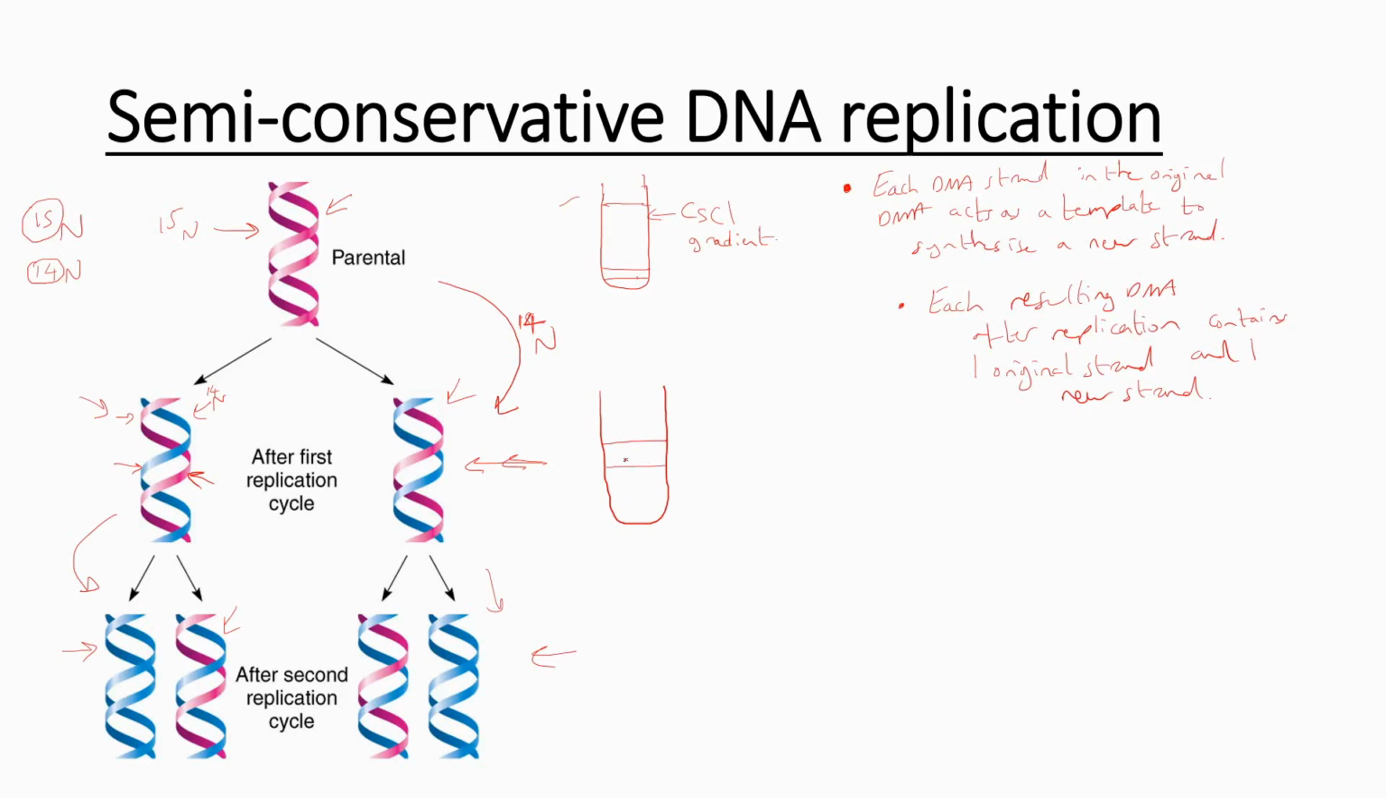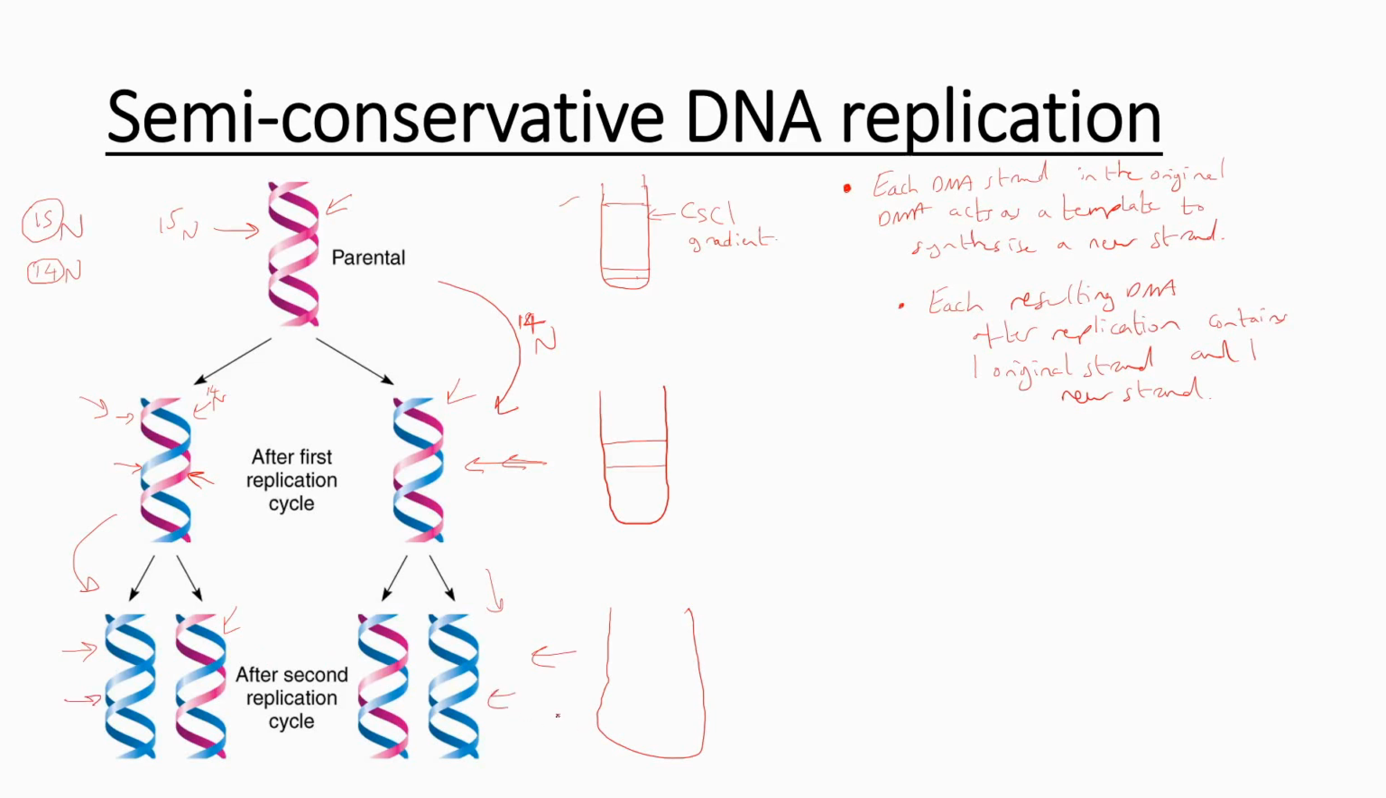I've also increased the thickness of this band because we have double the amount of DNA. We've gone from one molecule to two molecules. Sometimes they don't worry about the thickness at A level, but it's worth knowing. Now think about what's going to happen here in this experiment. So we have two double helices which only have N14. We have this one here and that one there.